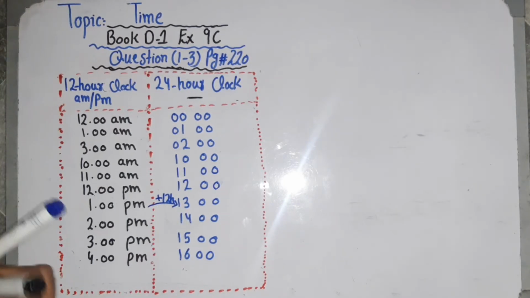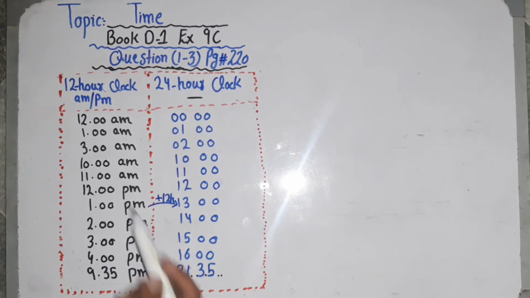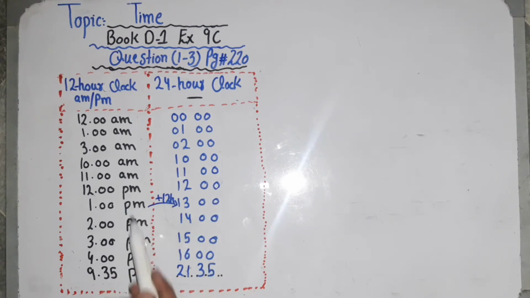Similarly, let's suppose I write 9:35 PM. Guess what will be the time on this 24-hour clock? There is a difference of 12 hours, so 12 plus 9 is 21. The time on this clock will be 21:35. So if there is AM on 12-hour clock, the time on both clocks will remain the same, and if there is a PM on 12-hour clock, there will be a difference of 12 hours on 24-hour clock.